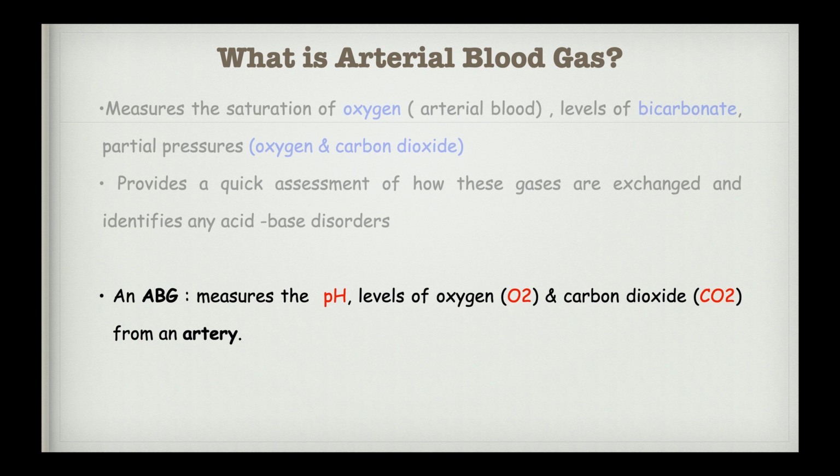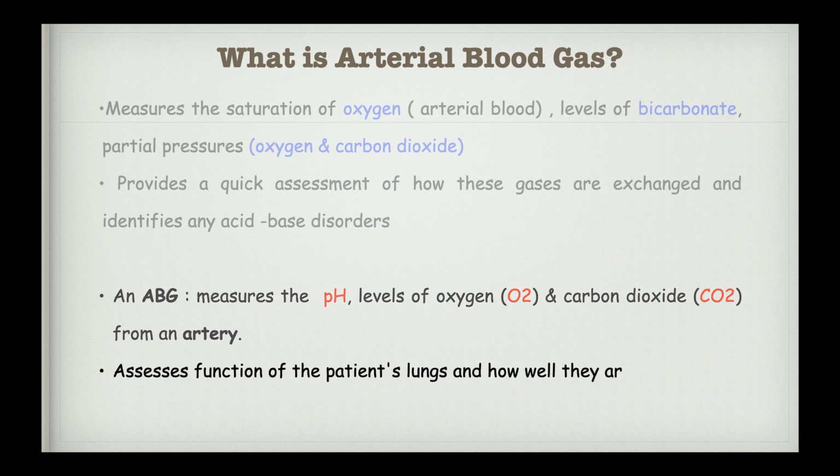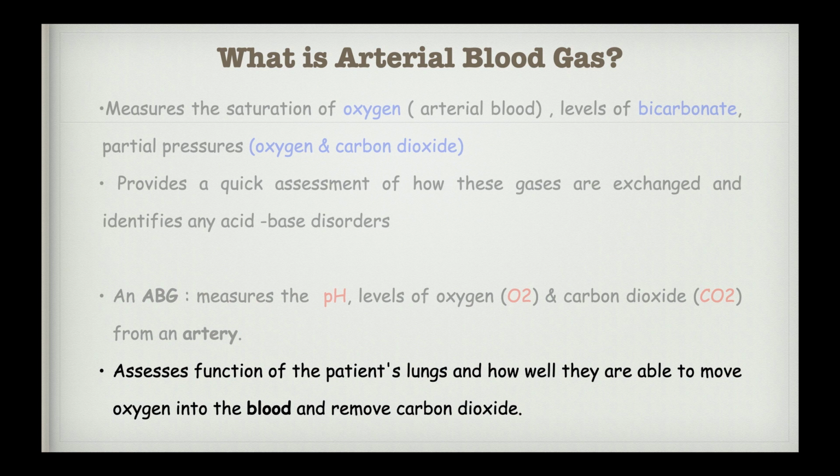This test is used to check the functions of the patient's lungs and how well they are able to remove carbon dioxide from the blood and also move oxygen into the blood. Now, arterial blood gas interpretation is mandatory for all physicians, anesthesiologists, nurses, respiratory therapists, and other healthcare personnel, and its uses are especially important in critically ill patients.